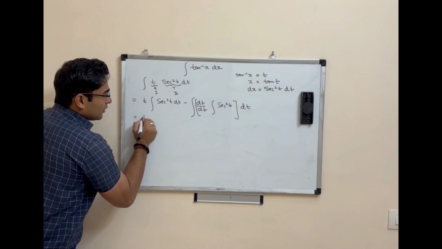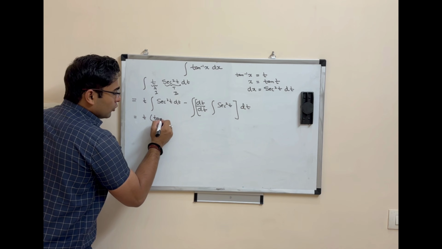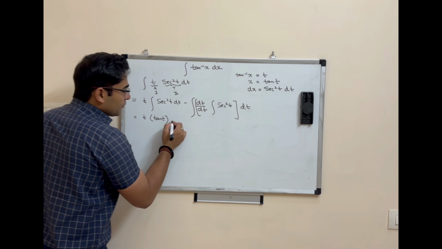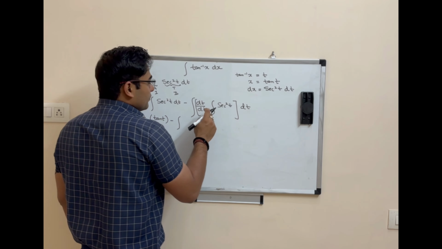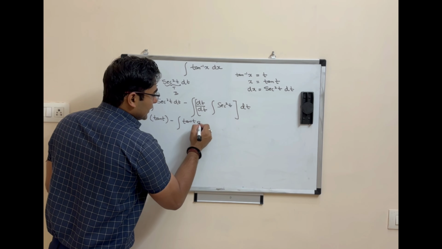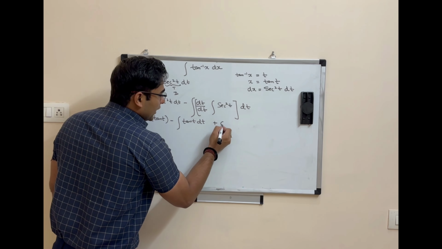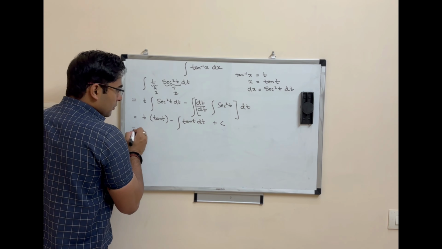So this is t. What is sec square t? Sec square t is nothing but tan t. So the integral of sec square t is tan t minus, it will turn out to be 1. So we'll get minus integral of tan t dt, and then you'll get one integrating constant here because you have to remove an integral sign from here.